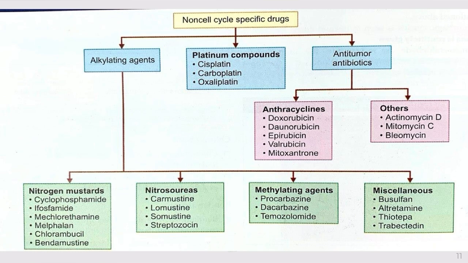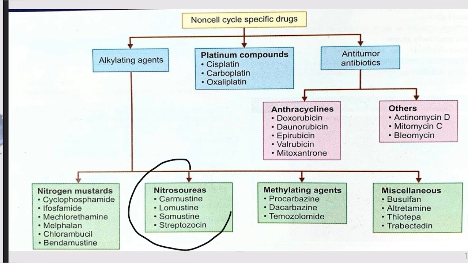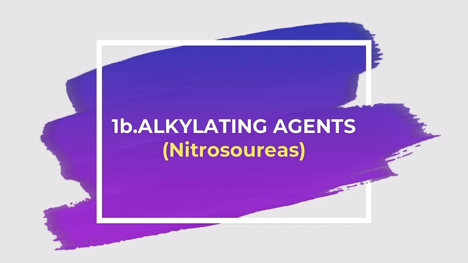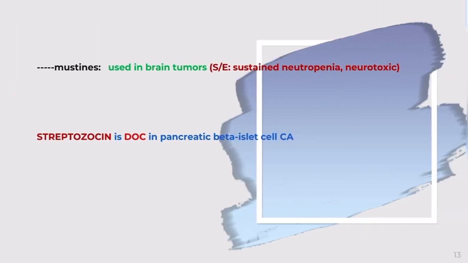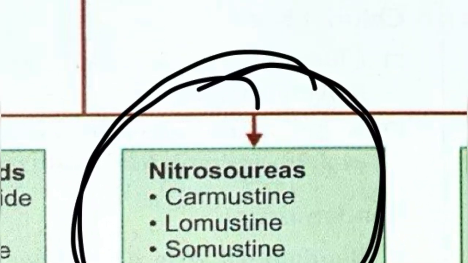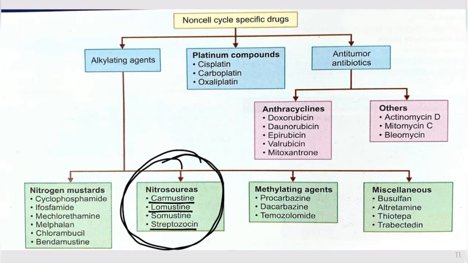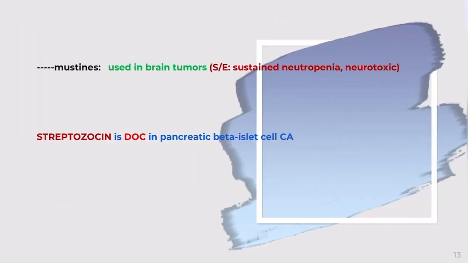Next, I will discuss nitrosoureas. Okay. So nitrosoureas, number 2 alkylating agents. Example, carmustine, lomustine, streptozocin. Okay. Remember only few lines. Carmustine, lomustine, these drugs are used in brain tumors.